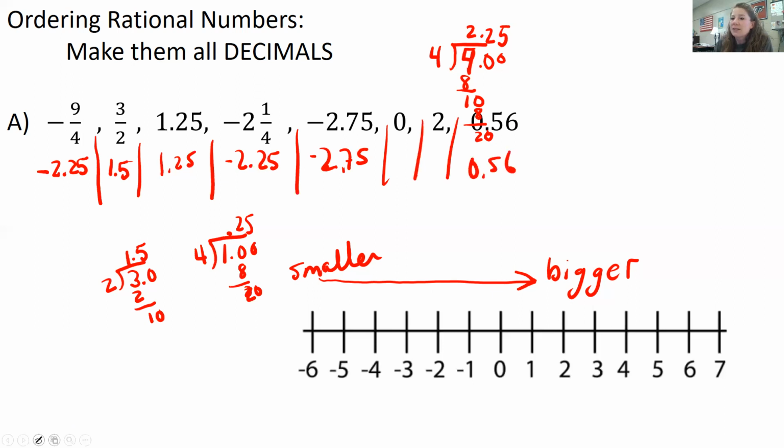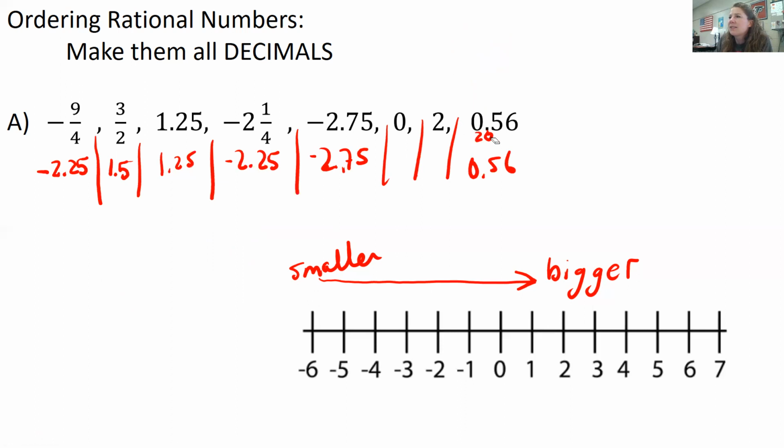All right, so let me get rid of a lot of this stuff here. Okay, so now let's put these on the number line where they go. Let's use blue. All right, negative 2.25. So here's negative 2, here's negative 3. This would be negative 2.5. So negative 2.25 is right here, negative 9/4.